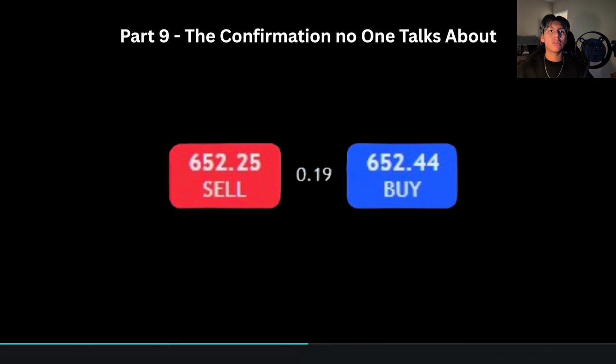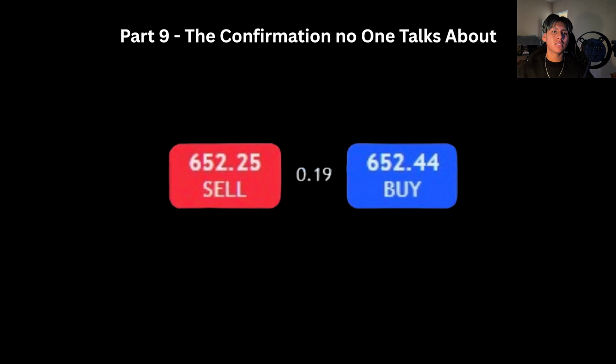Part 9. So how do we confirm these trades? This is essentially a confirmation no trader talks about. These are called the bids and asks. Essentially, what they are is a little auction. This is what buyers are willing to pay, and this is what sellers are willing to accept from the buyers.